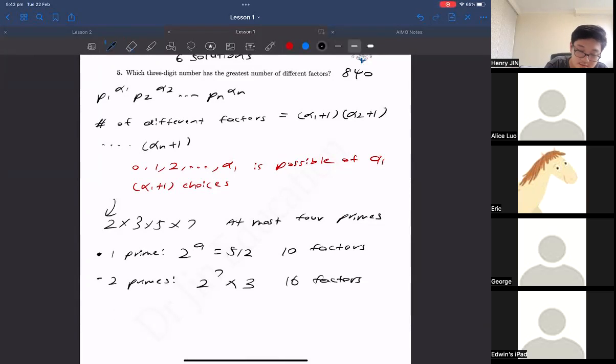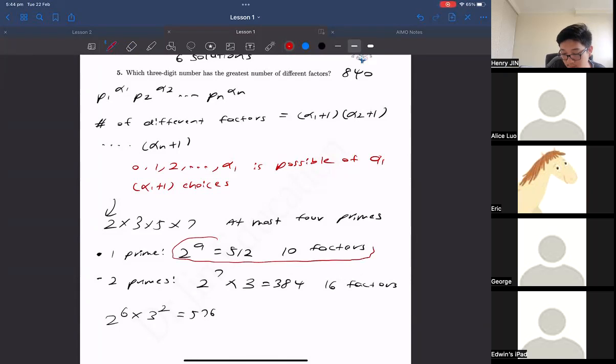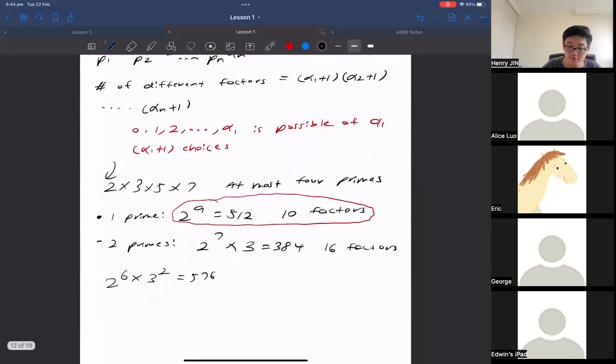2 to the 6. Can I get 2 to the 6 times 3 squared? That's 576, so that's fine. That's within the range. This guy is the best for 1 prime. So 2 to the 6 times 3 to the 2 is fine. How many factors? We have 21. So this is even better.